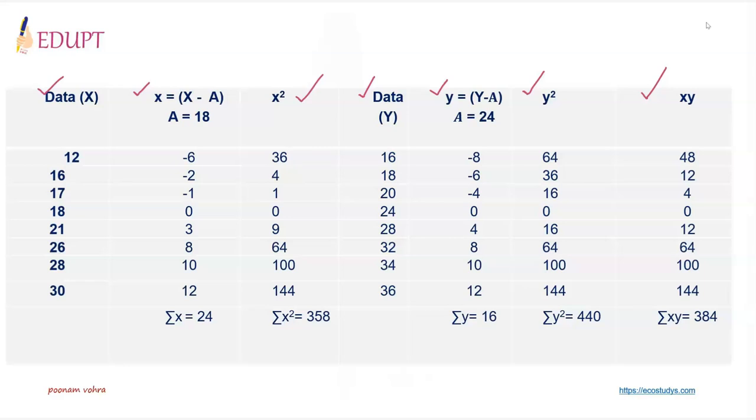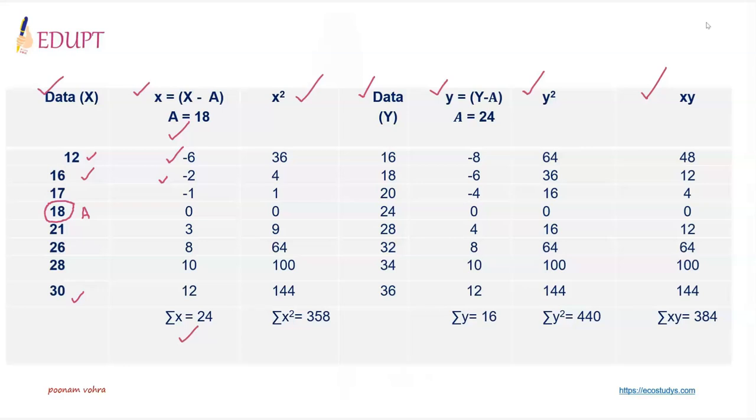Now let us see how the table gets completed. The first value of variable x is 12. Then it is 16, till 30. The next step is to find the mean for deviations. The mean would be the (n+1) by 2, which is 8 by 2, that is the fourth value, which is 18. So the second column is finding deviations. 12 minus 18 is minus 6, 16 minus 18 is minus 2, and so on. Complete the series and take its summation. Here it is sigma x, which is 24.